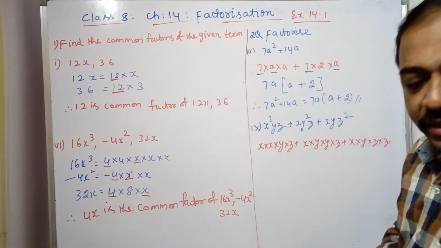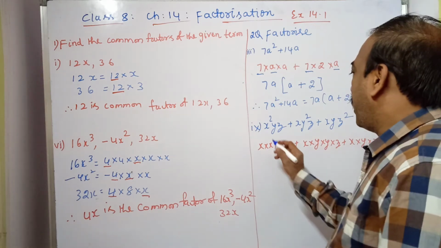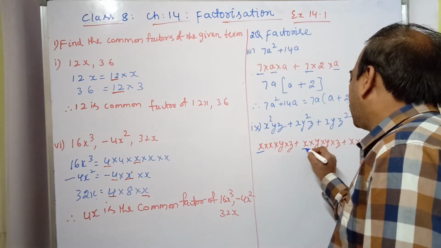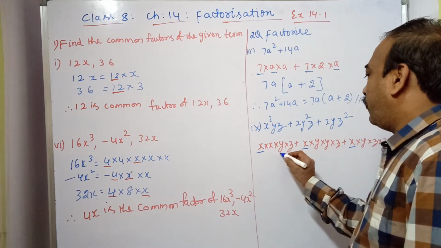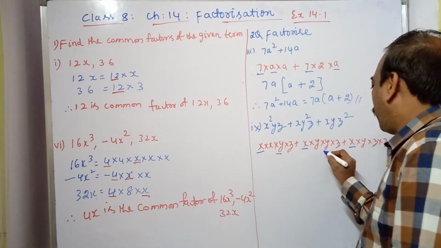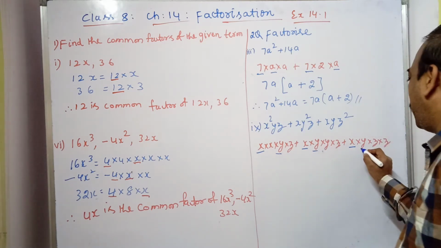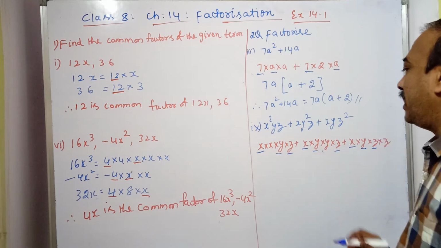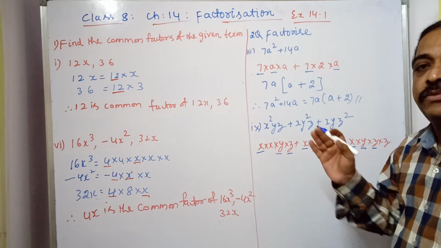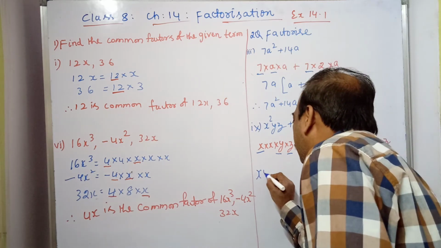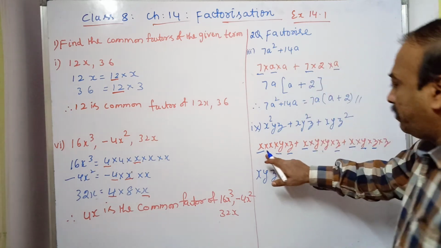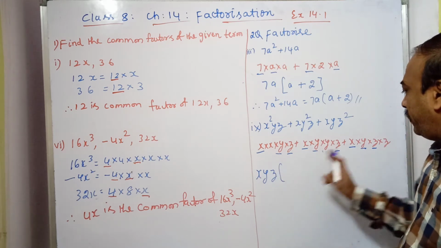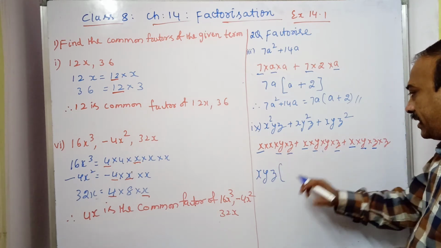Now you see the terms, whichever is common, we will take outside. Here x is there, here also x is there, here also x is there, and one y is also common, then z is common, here also z. So we are taking completely xyz. If we write xyz, from this x I wrote, from this x I wrote, from this x I wrote, from this y, from this y, from this y, z, z, z.